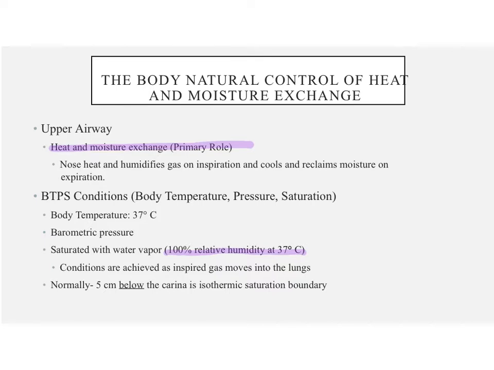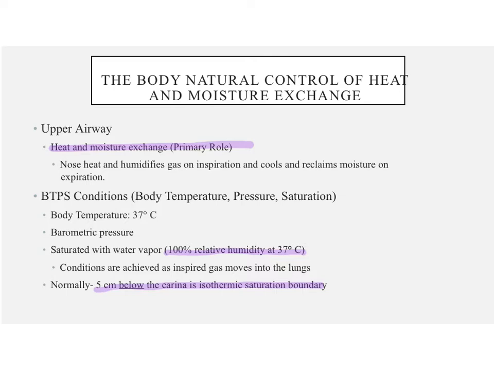So all of these conditions are being achieved as we inhale, and the lungs open up so that the air can go in. As we inhale, these conditions are all being met before they get to the lungs. Below the carina, about 5 centimeters below the carina, is the isothermic saturation boundary. We are going to go over that in a few slides. There's a lot of new terms on this slide, but we are going to break it down further.